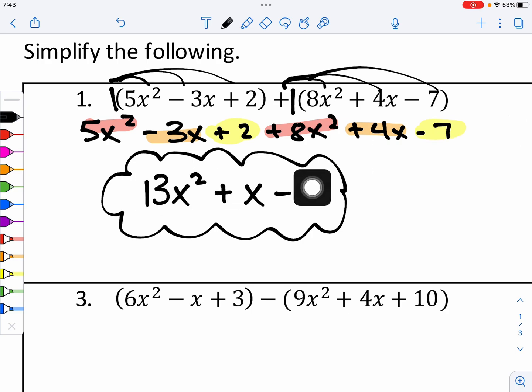Notice that the exponents are in descending order. We want to make sure that we keep this in what's called standard form so that all of my exponents go down, right? 2, 1, none, okay?